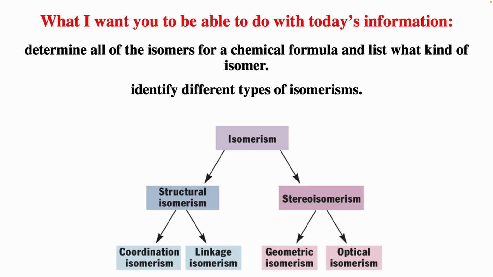Hopefully you can determine the isomers given the chemical formula. Hopefully you can also identify the different types of isomerism. Remember, isomers just means you have the same set of atoms. Structural isomers, same set of atoms, different types of bonds. Stereoisomers, same set of atoms, same set of bonds, but different relative orientations. For geometric isomers, often that means you have a carbon-carbon double bond. For optical isomers, it means you have a carbon attached to 4 different types of groups. I hope that was helpful.